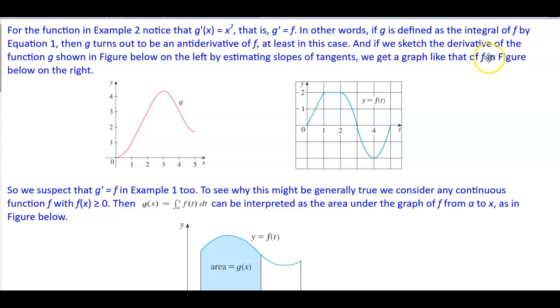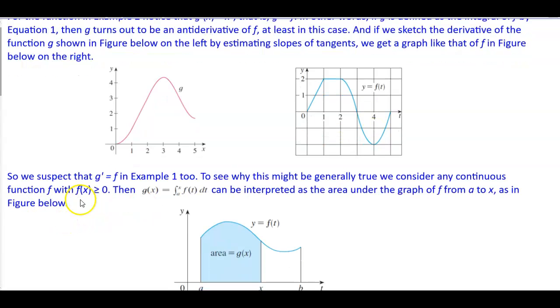And if we sketch the derivative of the function g shown in the figure below on the left by estimating slopes of tangents, we get a graph like that of f in the figure below on the right. So we suspect that g prime is equal to f in examples 1 and 2.